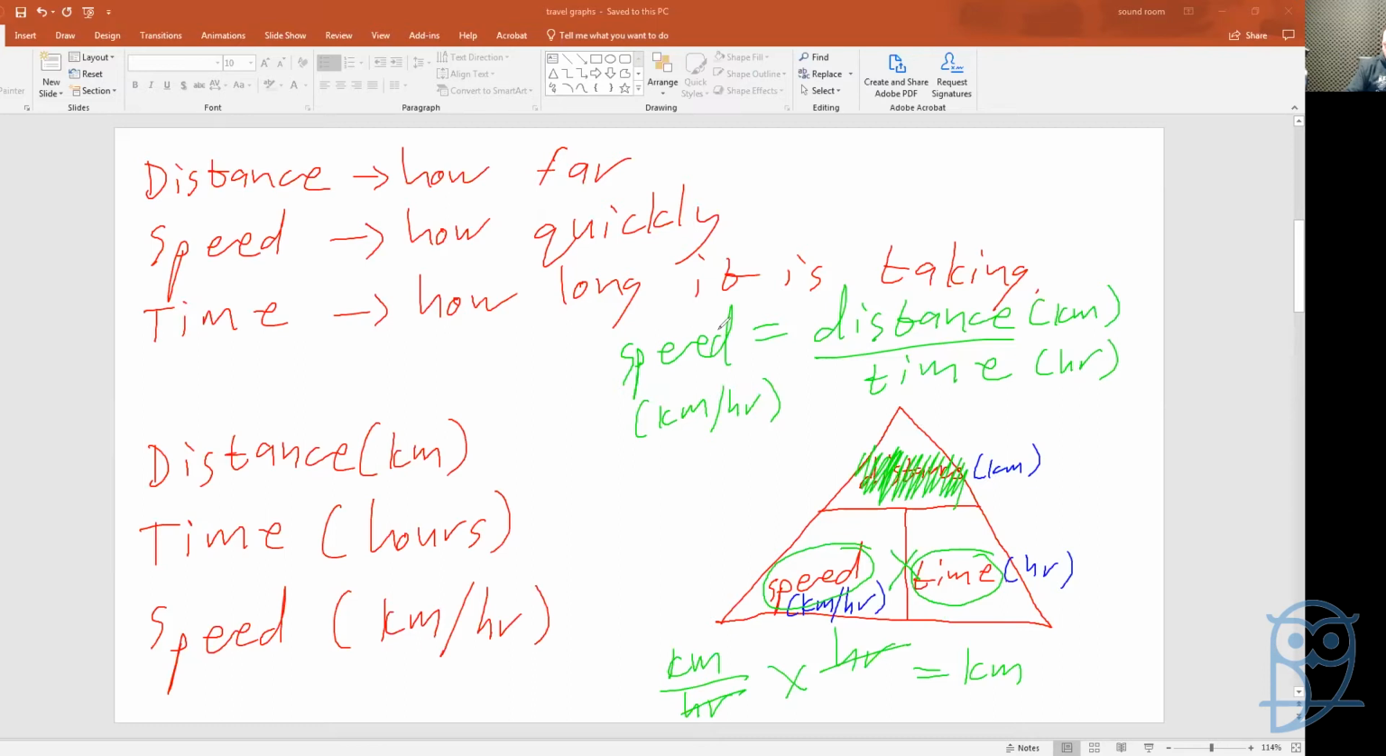All right. So this is how you use the triangle, but luckily most of the time you'll only ever have to really remember this one. The speed is distance over time. If you can remember this, you'll be able to come up with a triangle and then solve everything you need.